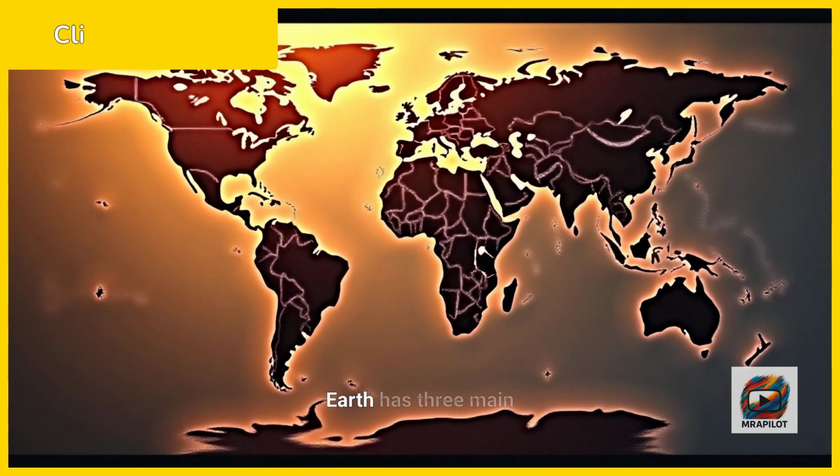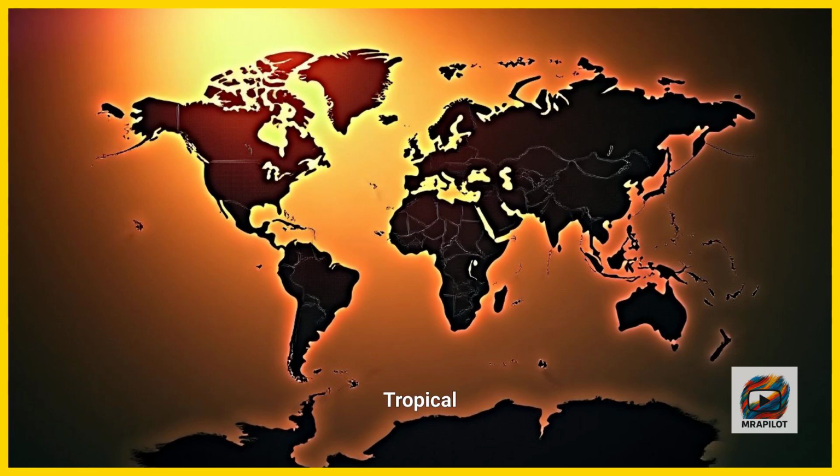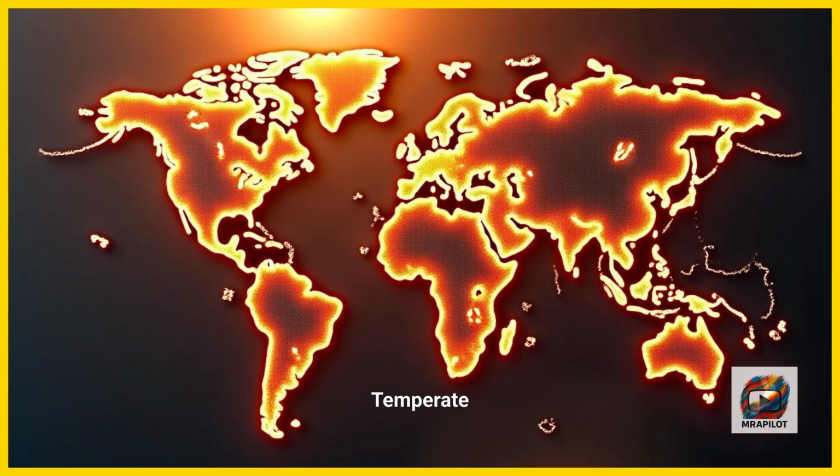Let's start with the basics. Climate refers to the average weather patterns in a region over time, not just a single day or storm. It helps us understand seasonal weather and long-term wind systems. Earth has three main climate zones based on latitude. Tropical, 0 to 30 degrees. Temperate, 30 to 60 degrees. Polar, 60 to 90 degrees. Each zone has unique weather features that impact aviation in different ways.